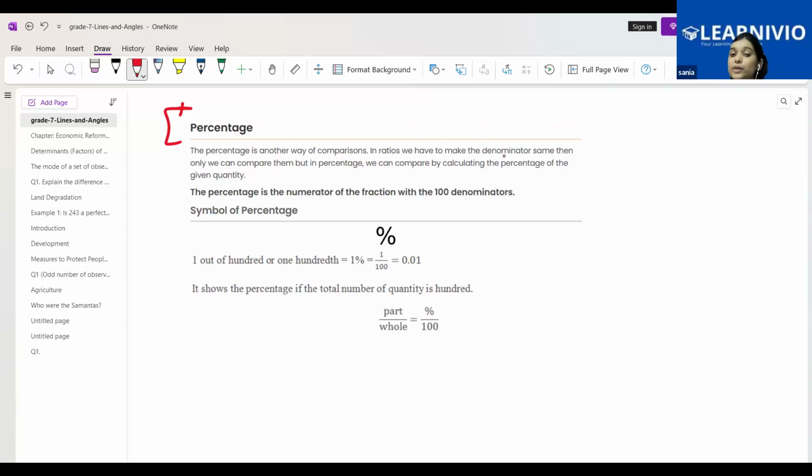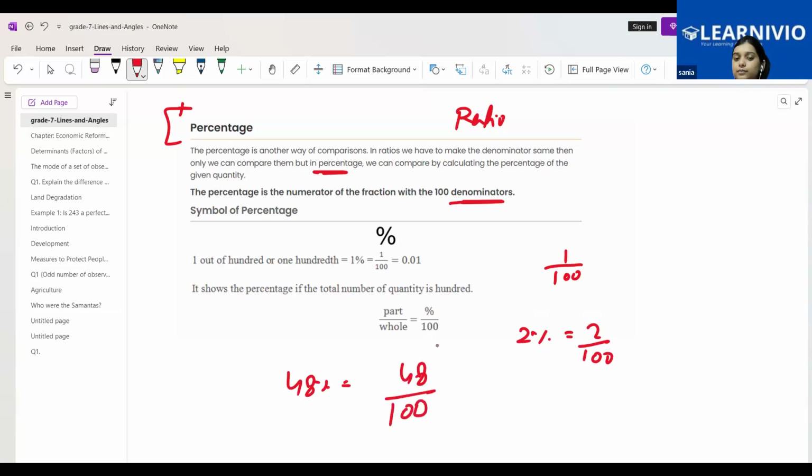So in ratios, we have to make the denominator the same. When we were doing ratios, we were making the denominator the same and then comparing, right? But in percentage, we can compare by calculating the percentage of the given quantity. The percentage is the numerator of the fraction with 100 as a denominator. So 1 out of 100, or 1/100th, is 1%. If I give you 2%, that means 2 upon 100. If I give you 48%, it would be 48 divided by 100. Clear? Got it? Everybody got it? Any doubt, any confusion? No, ma'am.